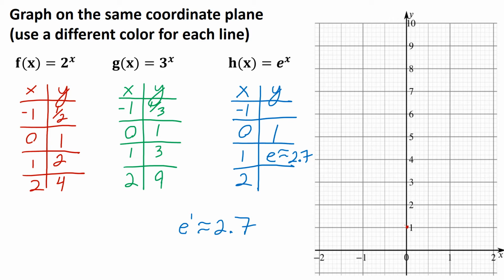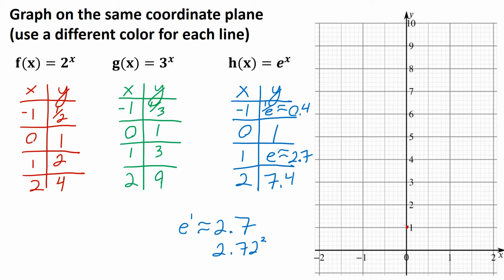And e to the -1 power will give us 1 over e, which is approximately 0.4. And e to the second power, again for that one, we could use 2.7 or 2.72 to the second power. But e to the second power gives you approximately 7.4. All right, now go ahead and graph those points and connect them. Be as precise as you can be. Use different colors if necessary.